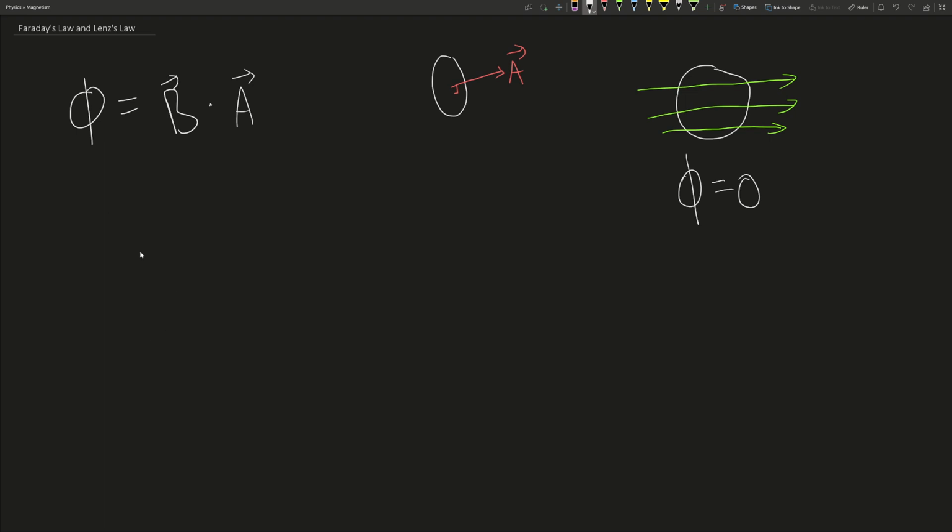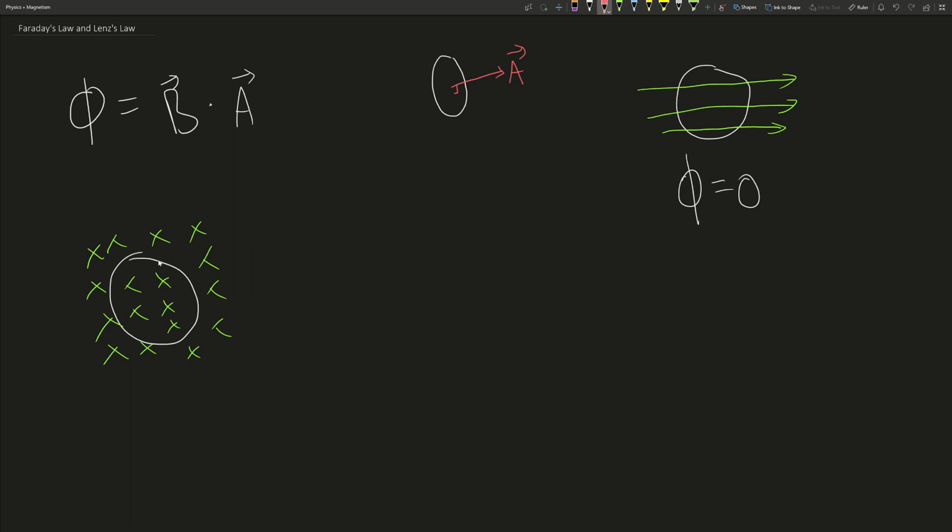However, if we have a loop like this, and the magnetic field is going into or out of the page, we see that there are magnetic field lines going through the loop here. And what that means is that the flux is going to be non-zero. If we choose our area vector to be pointing out of the page, then this time the flux will be negative. Or if we choose the area vector to be pointing into the page, then the flux will be positive because it's in the same direction as the magnetic field.